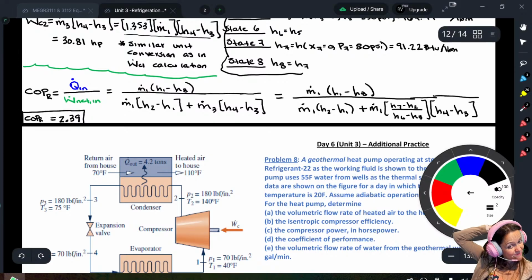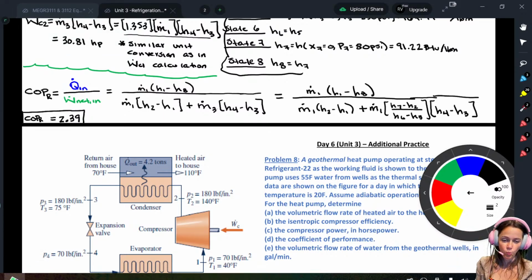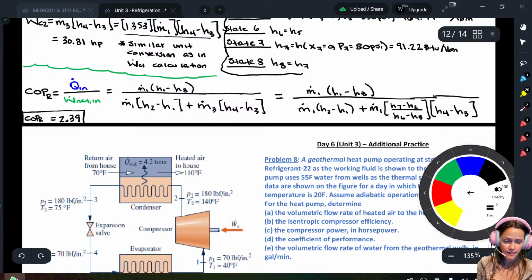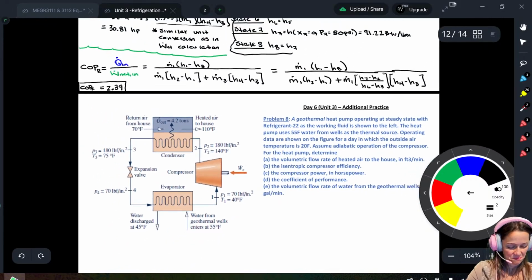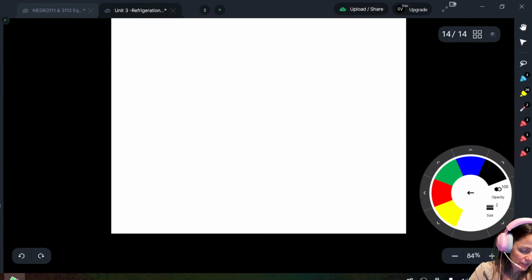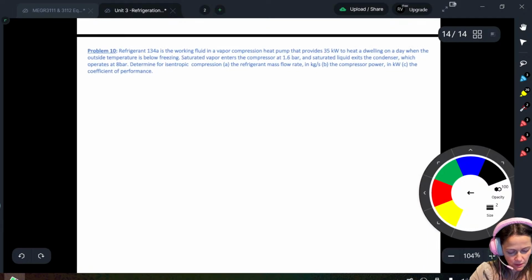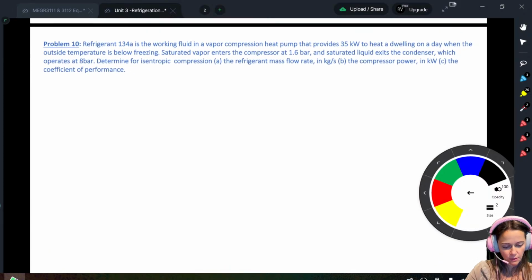So let's see. I think we had one more problem, and that was at the very end, if I'm not mistaken. And it's probably going to seem like, why are we waiting until this point to solve it? Because it's really simple. You would think that there would be a really complicated problem being the last problem that we get to, but no, it's not. The only difference is it is a heat pump.